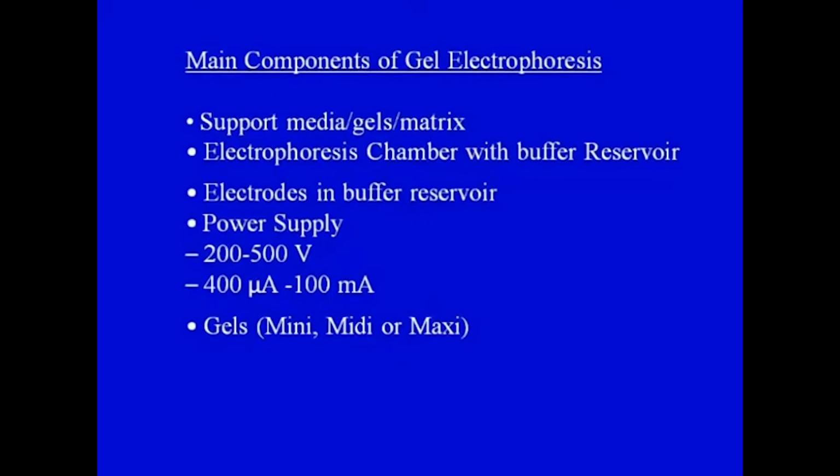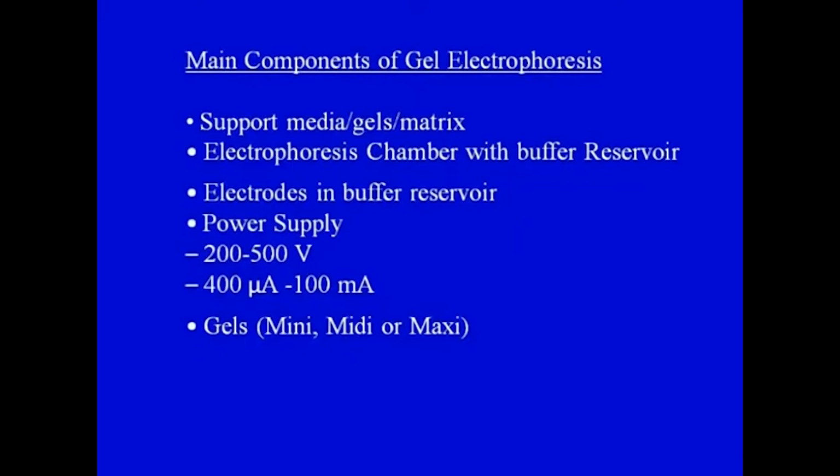In horizontal gel electrophoresis, the media used is agarose, and in vertical gel electrophoresis the media or support matrix used is polyacrylamide. Alright, so let us start with the main components of gel electrophoresis. The first is the gels or the support media, which we can call the matrix, and the most widely used matrices are agarose and polyacrylamide.